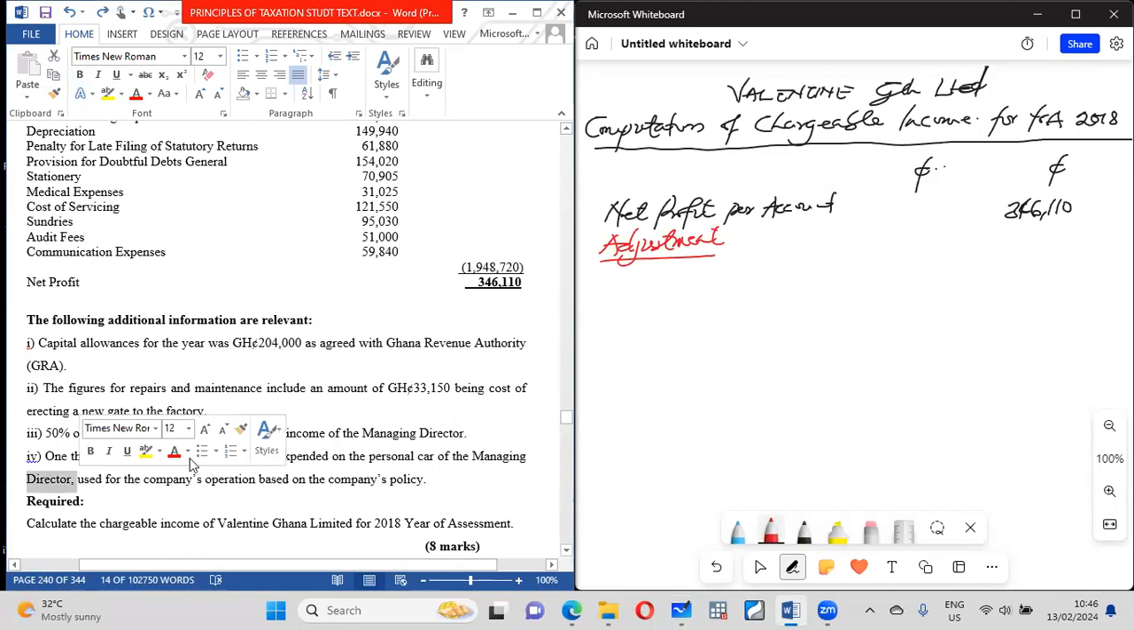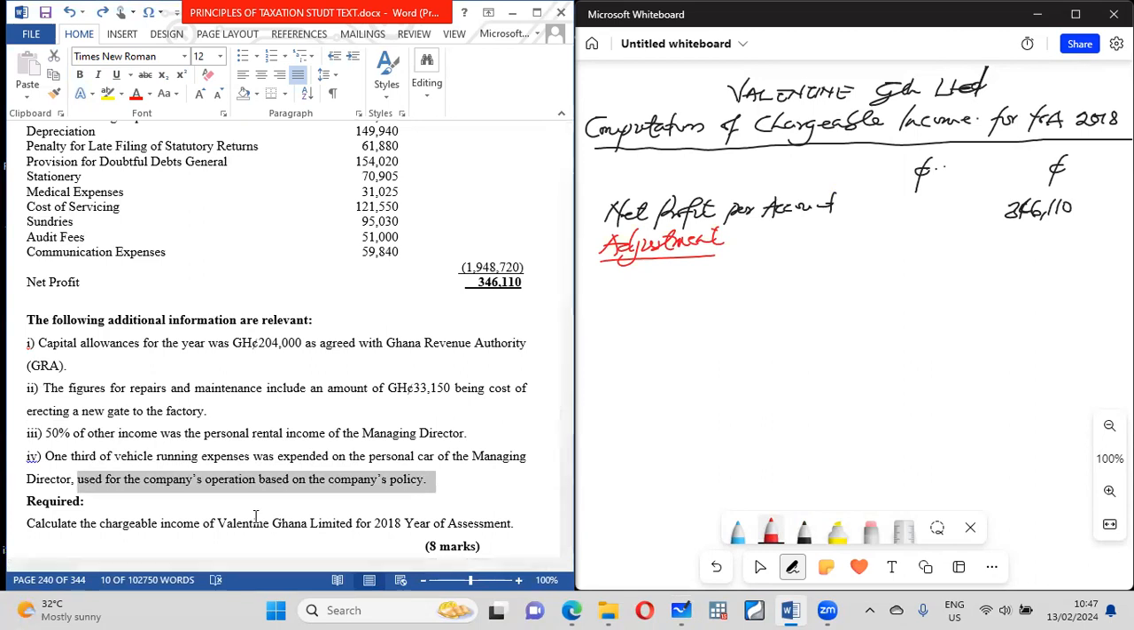So that is that. It says that 1/3 of the vehicle running expense was expended on the personal car of the managing director used for the company operations based on the company's policy. So it is trying to tell you that inside it, they spent on the managing director, but here the car is being used for the company operations. Okay, so that 1/3, no, he used it to work for the company operations.